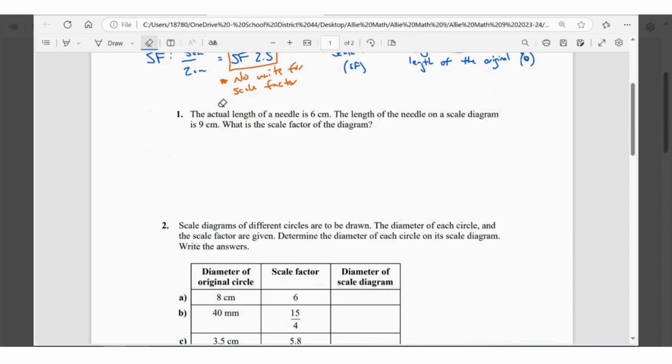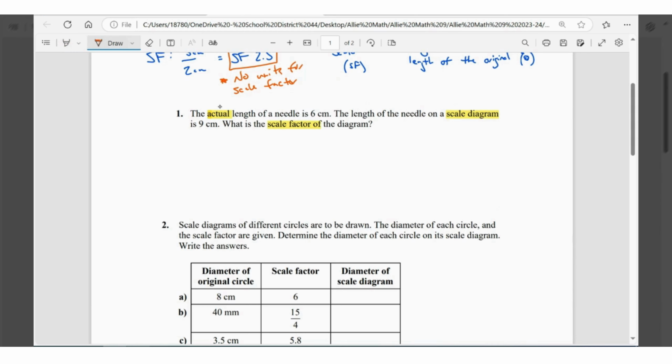So let's do this first one. It's good to look at keywords in here. The actual length, which suggests this is going to be our original, of a needle, is 6 centimeters. And the length of a needle on a scale diagram is 9 centimeters. So what's the scale factor of the diagram?